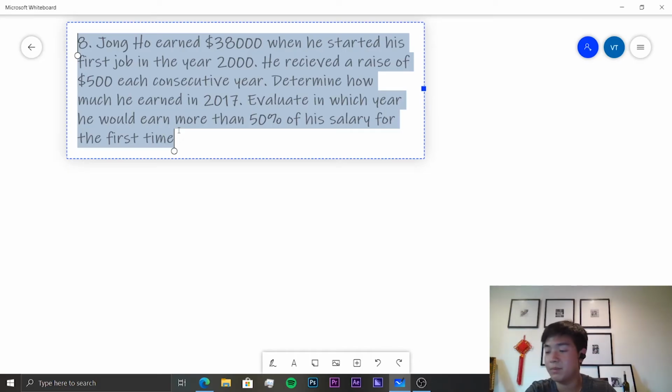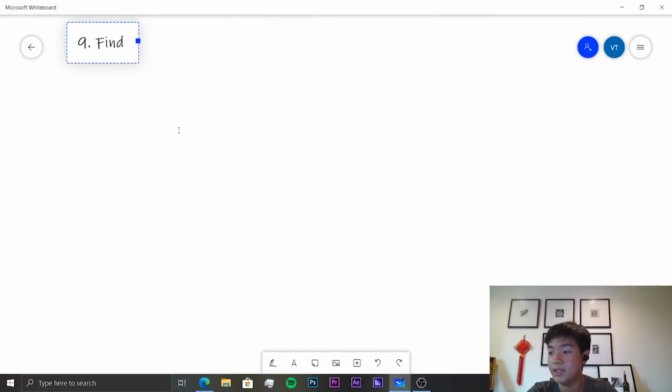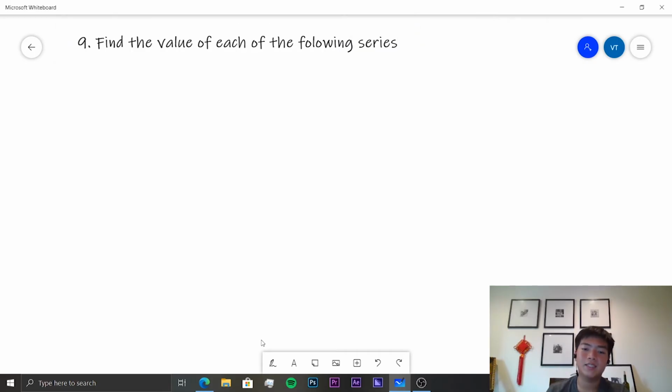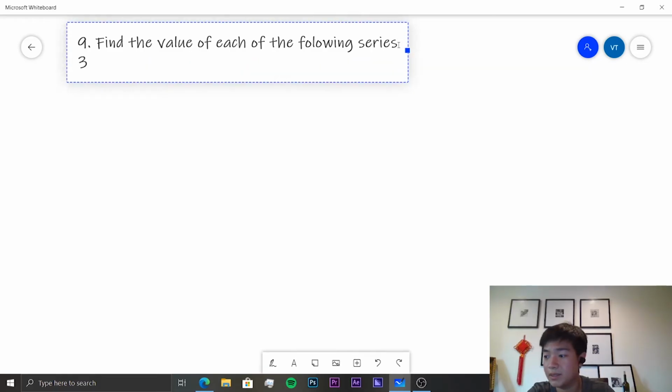We have the ninth problem. Find the value of each of the following series. And remember, series are sequences added together. So our first one will be 3 minus 3 minus 9 minus 15 minus 21 and so on, up to minus 93.